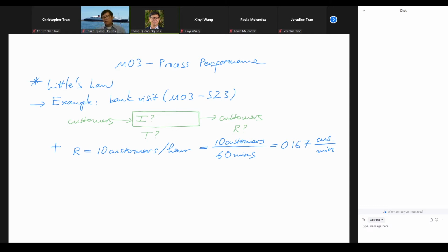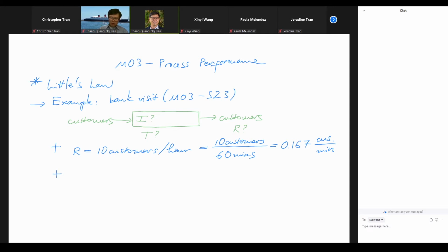Right? If we talk about 5 minutes, we just multiply 0.167 by 5. And we know the number of customers going through every 5 minutes, right? So again, this is an average number. You can scale it up, scale it down, depending on the time units that you are interested in. All right, so that's the first one. It is easy, so we got that one first.